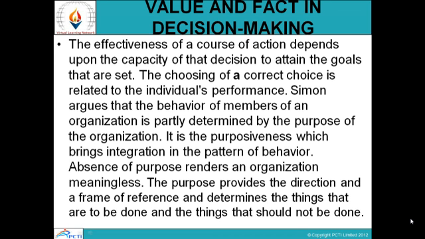At the same time, apart from that information, they also have certain values, certain concepts of the organization, certain bonds, principles and policies of the organization. In that case, yes, they basically perform in that decisional scenario. That is why it is said to be very integrative in the pattern of behavior. In that case, absence of purpose renders an organization meaningless.